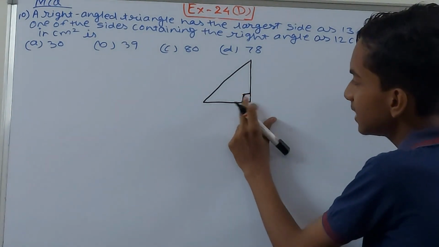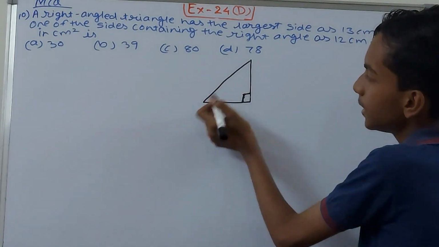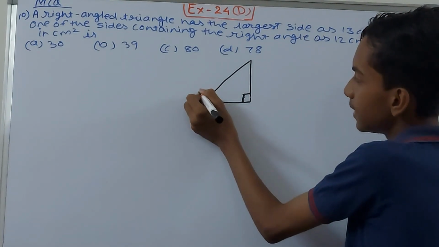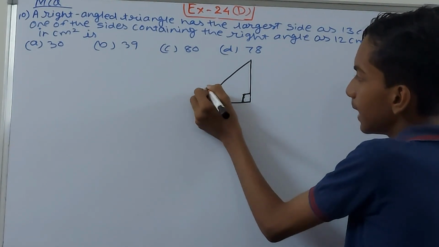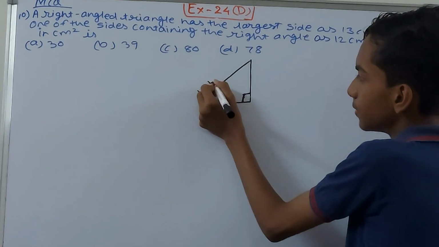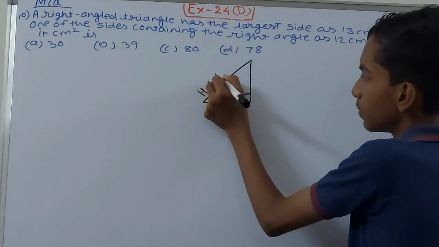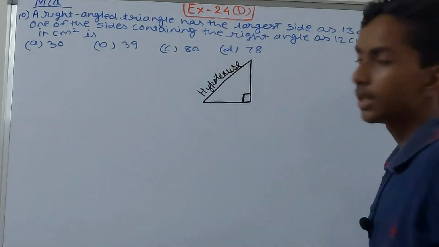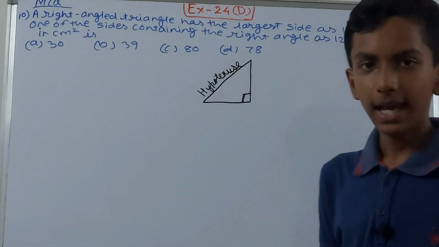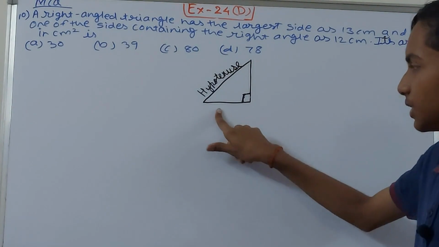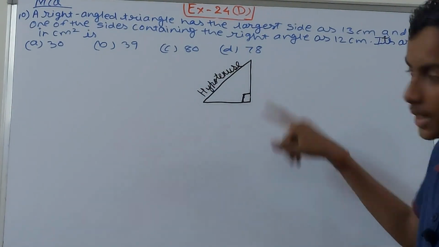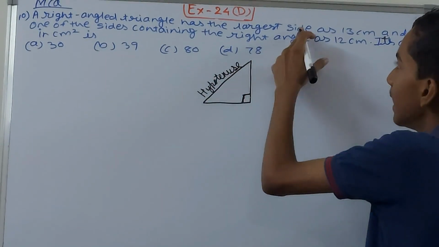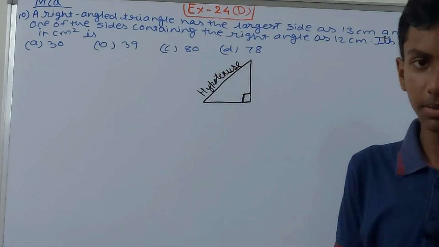So this is the right angle, opposite to this is this side, and there is one name that is given to it, that we call it the hypotenuse. So this is the hypotenuse, and this is the largest side of the right angle triangle. And of these two sides, this is the base, this is the altitude. Now see here that the hypotenuse, the largest side, is 13 centimeters.